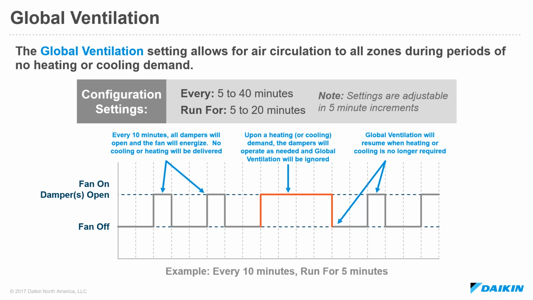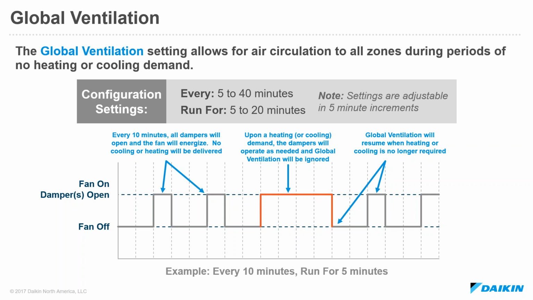So this is a configurable setting where we can adjust essentially every 5 to 40 minutes. We will command the DZK to run the fan of the indoor unit from anywhere from 5 to 20 minutes in 5-minute increments. So as an example that we have on the screen here, we might configure every 10 minutes run the DZK, or allow the DZK to run the indoor unit fan for 5 minutes. So on the graph we're seeing here, essentially every 10 minutes, all dampers will open and the fan will energize. No cooling or heating will be delivered during this global ventilation operation.